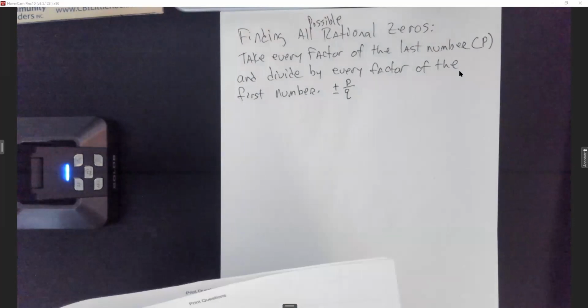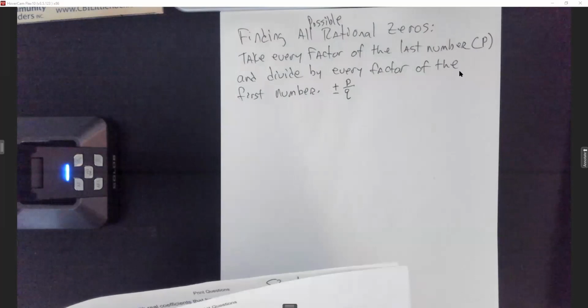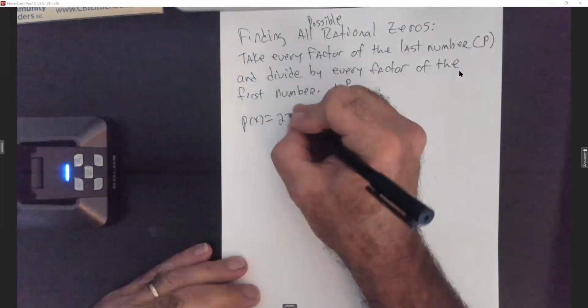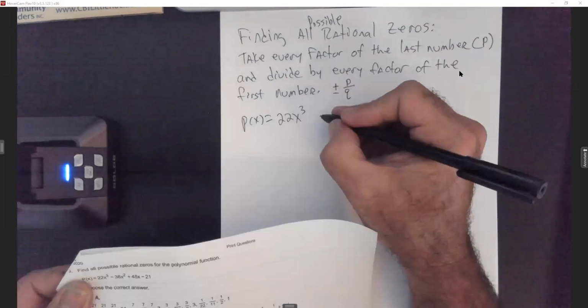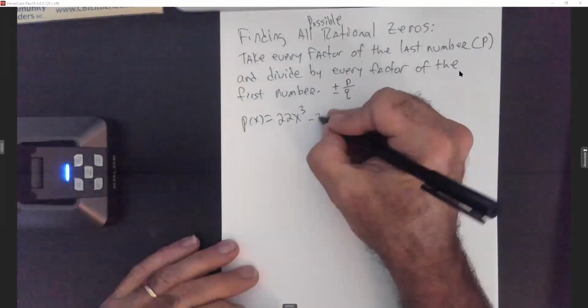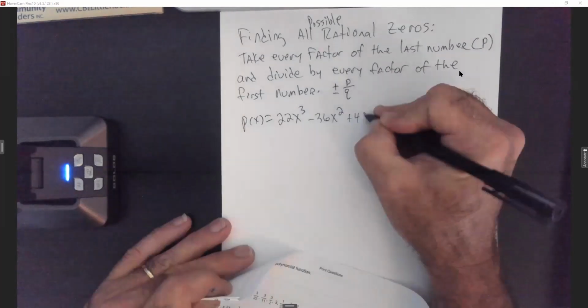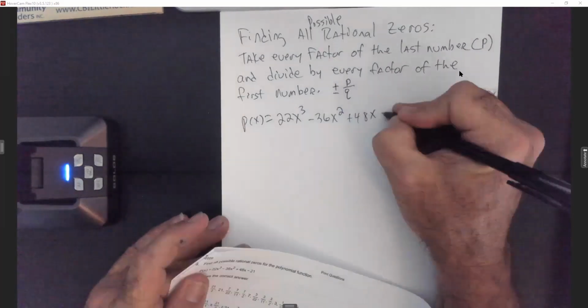So I will do P of X equals 22x to the third minus 36x squared plus 48x minus 21.